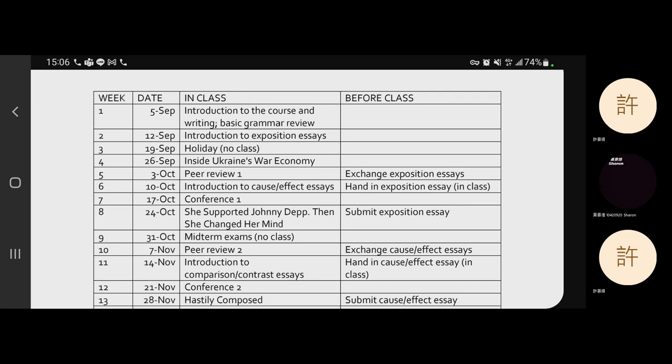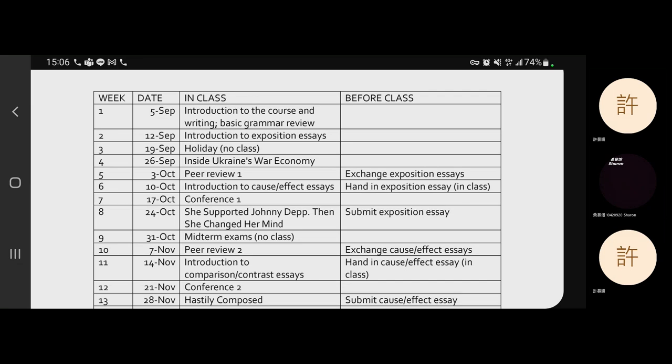Now, week six, you have to hand in your essay. What will we do in class? We will begin the second unit, and I will introduce cause and effect essays. And then week eight, in class, we will continue the cause and effect essay unit with an example that I have found that I think is a good cause and effect essay.